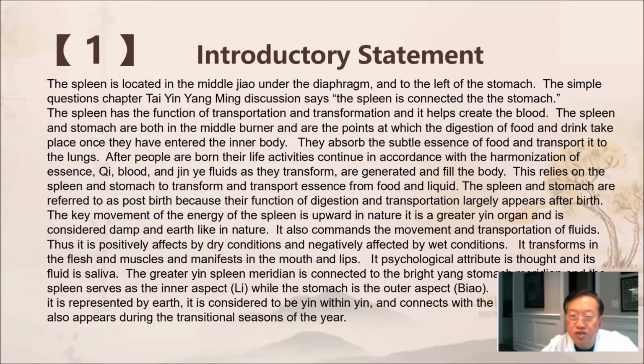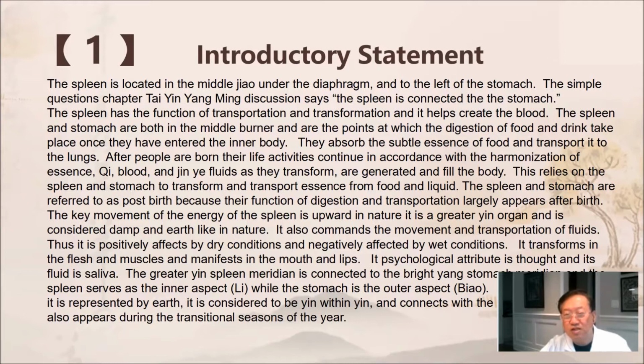Introductory statement. The spleen is located in the middle jiao, under the diaphragm, and to the left of the stomach. The Simple Questions chapter, Tai Yin Yang Ming discussion says, the spleen is connected to the stomach. The spleen has the function of transportation and transformation, and it helps to create blood. The spleen and stomach are both in the middle burner and are the points at which the digestion of food and drink takes place once they have entered the body. They absorb the subtle essence of food and transport it to the lungs.